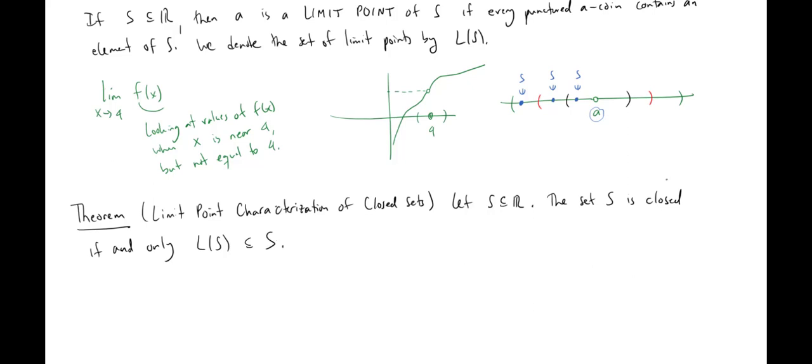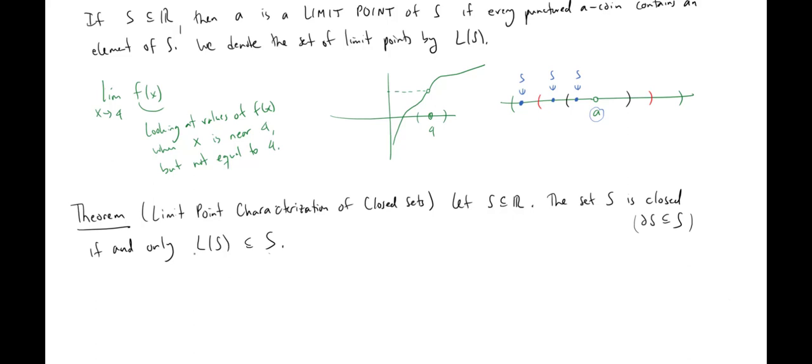Of course, remember, closed here was saying the boundary of S is contained in S. So we have two different characterizations now of closed sets. One is that S contains all its boundary points, and another that S contains all of its limit points. And these are really fundamentally different.